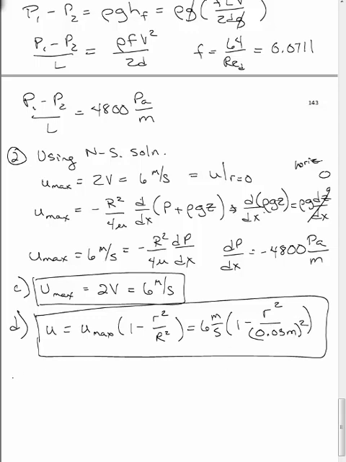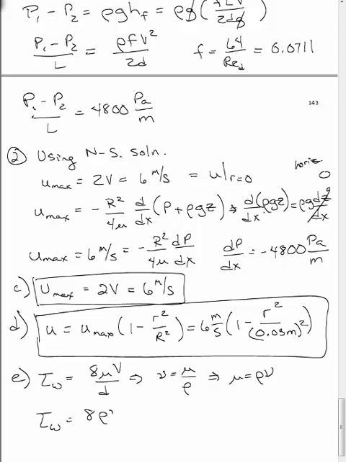Part E says shear stress at the wall. We calculated that as being 8 mu V over D. And remembering that nu equals mu over rho, so mu equals rho nu, we can find tau wall equals 8 rho nu V over D. Plug that all in, you get 72 pascals.